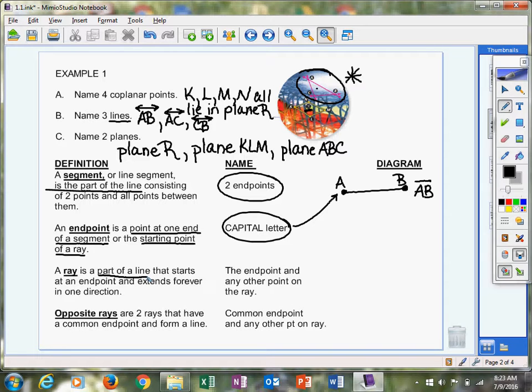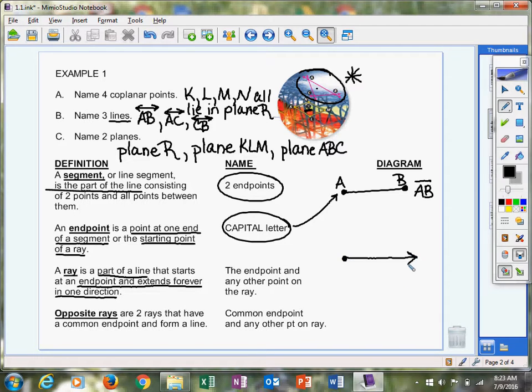Okay, a ray, now this is part of a line, and this is very interesting. It has an endpoint and it extends forever in one direction. So, a line goes infinitely in both directions. A ray just goes infinitely in one direction. All right? So when we draw this, and it doesn't matter, I'll do 2 of them just to show you it doesn't matter what direction you do it in.